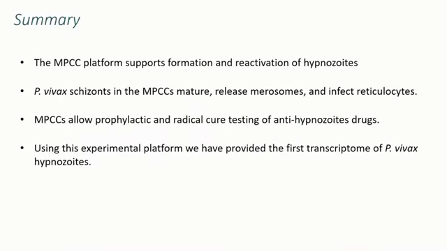So as a summary, the MPCC platform supports the formation and reactivation of hypnozoites. P. vivax schizonts in the MPCC mature, release merosomes, and infect reticulocytes. MPCC allows prophylactic and radical cure testing of anti-hypnozoite drugs. And using this experimental platform, we have provided the first transcriptome of P. vivax hypnozoites.